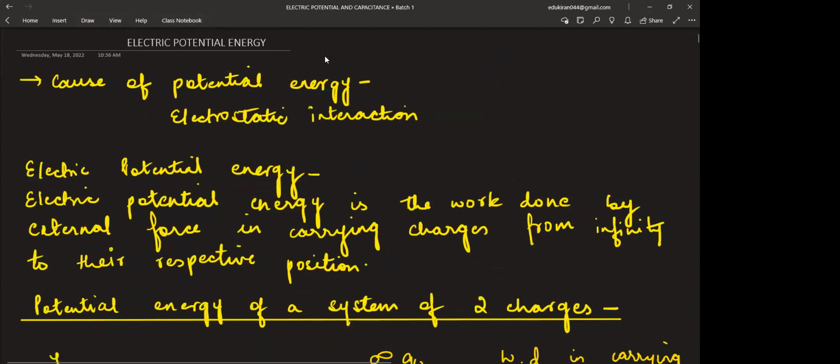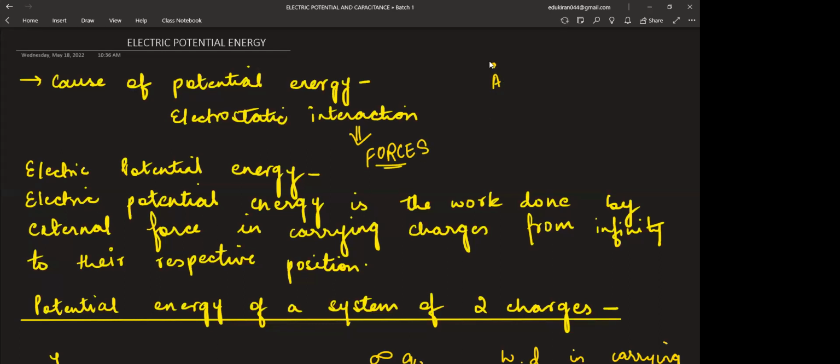So do not write down anything. First listen to what is potential energy. You should understand potential energy whenever this term comes. Potential energy means some sort of electrostatic interaction has to be present. Now, what is meant by this electrostatic interaction? Basically, forces should be exerted among themselves. All right, forces should be there.